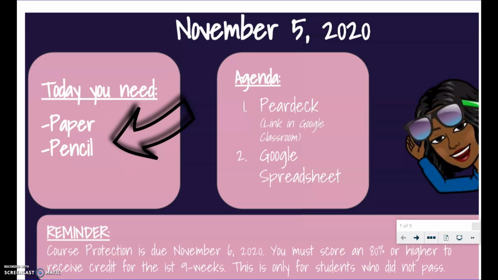Okay, so today we are going over day two of solving equations with variables on both sides. Make sure that you have something to write with.